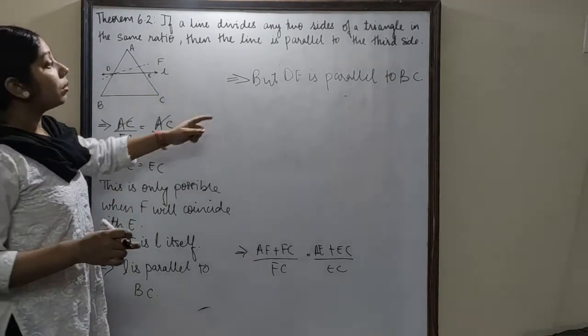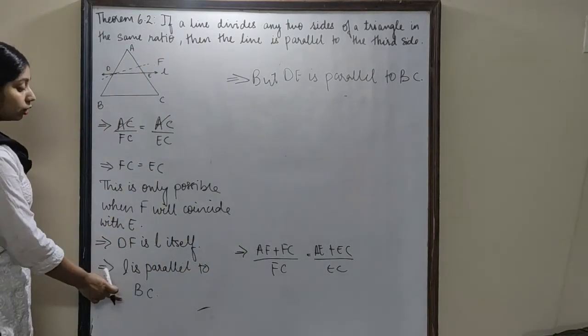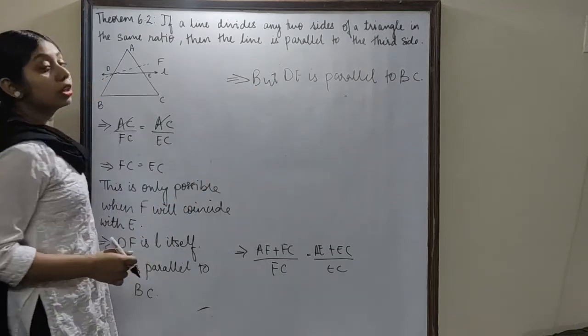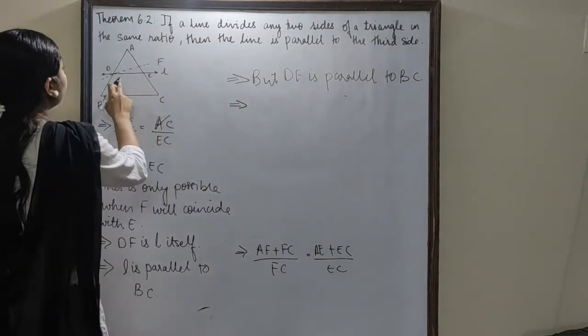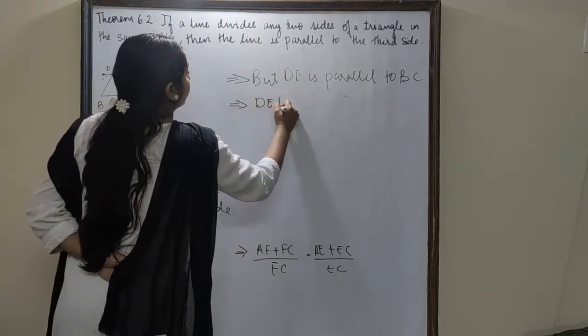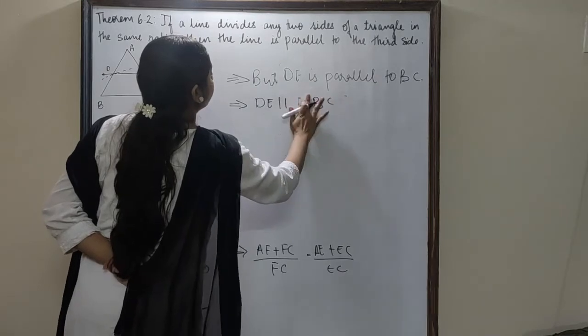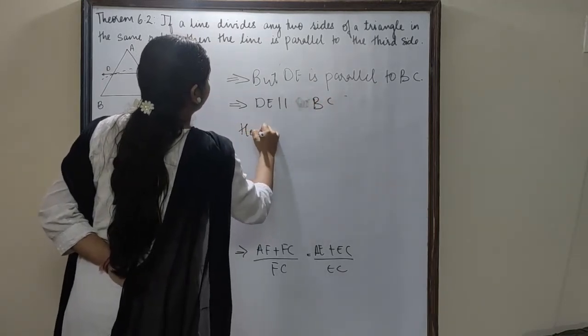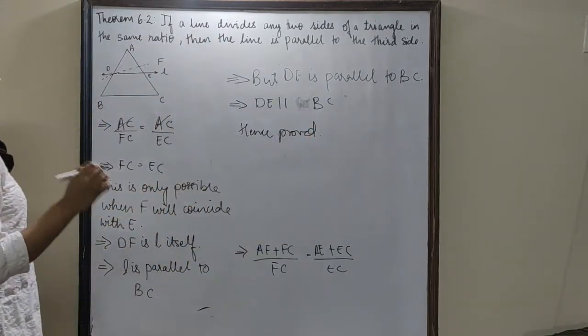Okay. So over here, but DE is parallel to BC. Over here, we've already written L is parallel to BC, but DE is parallel to BC. Hence, proved. Last statement we're going to write, DE is parallel to BC. Hence, proved. So, this was the reverse theorem that it was given.